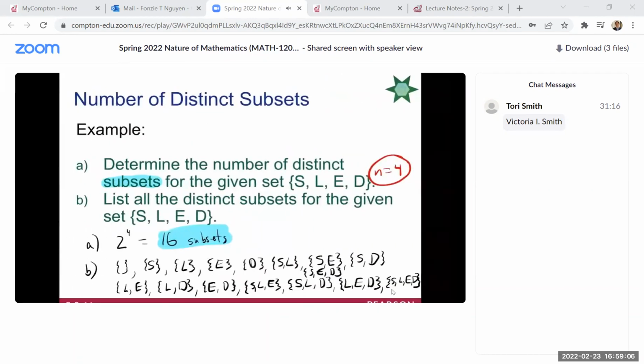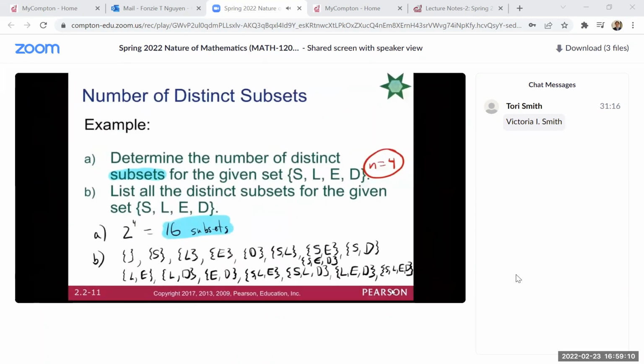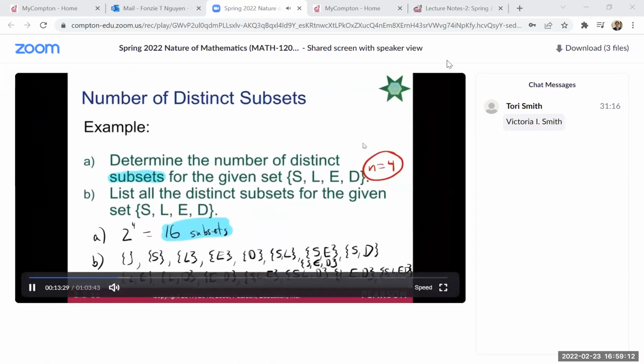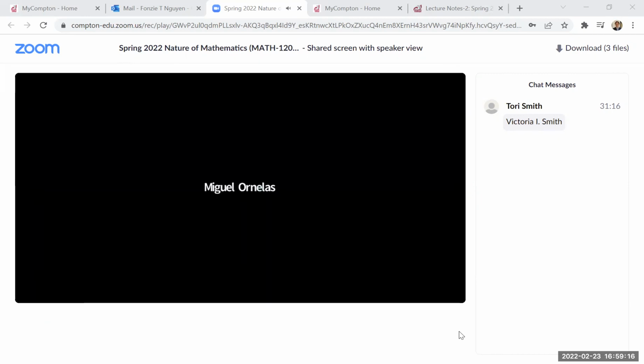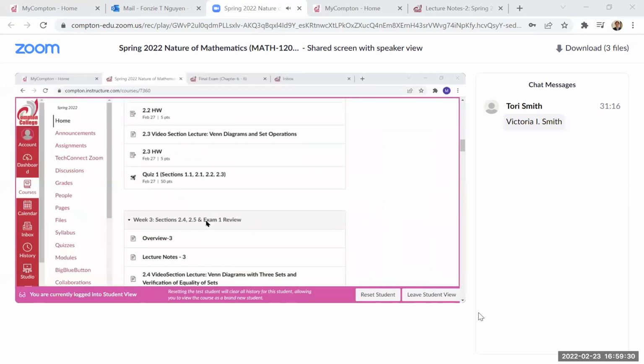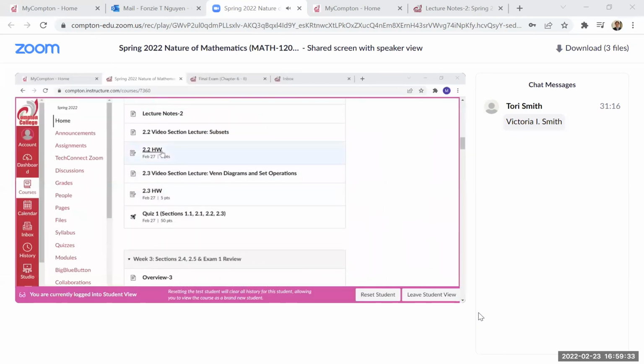Okay, so this one was a little bit short. The next one's a little bit longer. Let's just take a quick look at one homework problem before we move on to the next section. So let me share my screen so we can look at just a homework problem before we move on. All right, so share screen. All right, we are in week 2, 2.2 homework. So here's 2.2 homework.